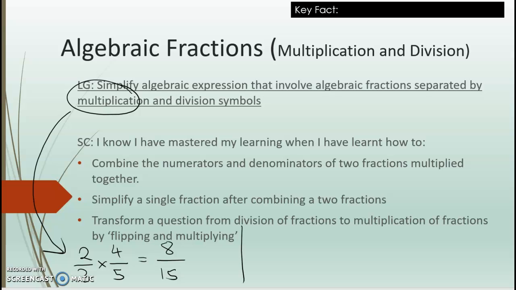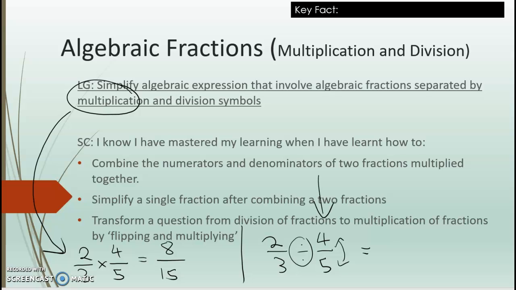With division, we flip and multiply to change it to a multiplication. So let's just say we had 2/3 divided by 4/5. Then what we would do is change this to a multiplication and flip the second term. Notice the one that we flip is always the one after the symbol, the second one.